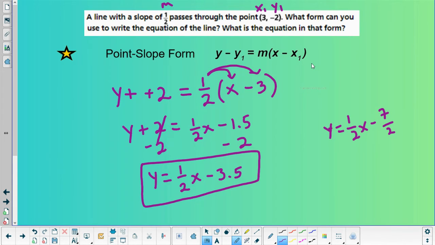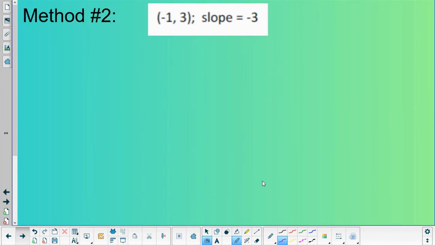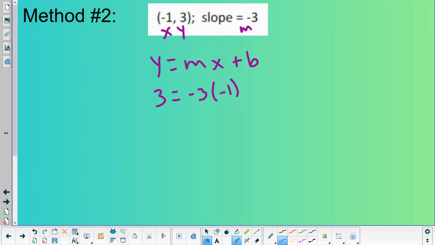You can absolutely use point slope form. Another way is one that we actually did do the other day. You guys just didn't know that you were doing this, is plugging it into slope intercept form. So we know that this is x and y, and we know this is m. So if I have y equals mx plus b, I'm going to substitute everything I know into this equation. So I know y is 3. I know m is negative 3. I know x is negative 1. And this is multiplication here, so I'm going to put my negative 1 in parentheses. That way these two get multiplied together.